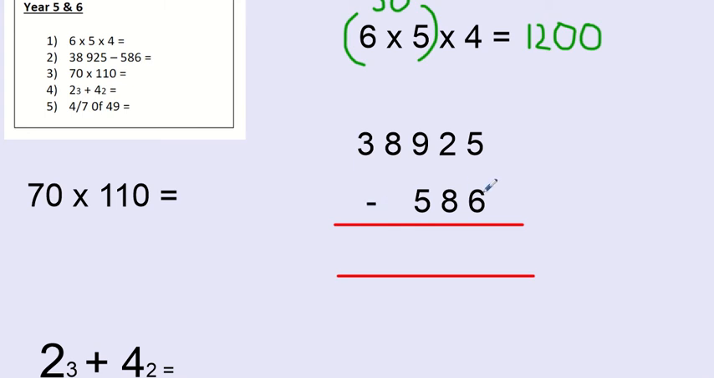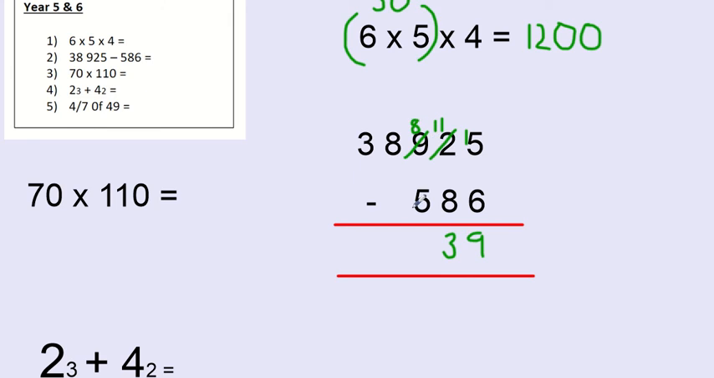5 subtract 6. Well, if I was to do that, I would get negative numbers, which isn't going to help me with this. So I'm going to exchange my 20, so it becomes 10. I'm going to pop that 10 next to this to make 15. 15 subtract 6 is 9. Again, now I've got 1 subtract 8. I'd get a negative number there, which isn't going to help me. So I'm going to exchange another 10. So 11 take away 8 is 3.